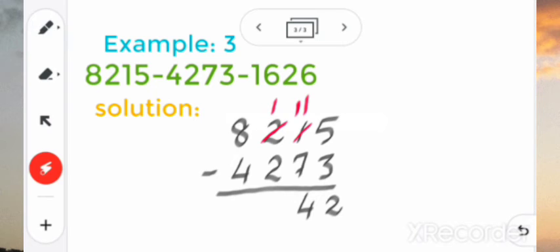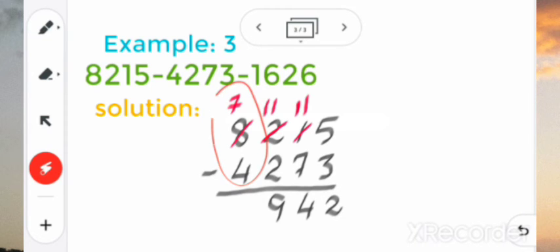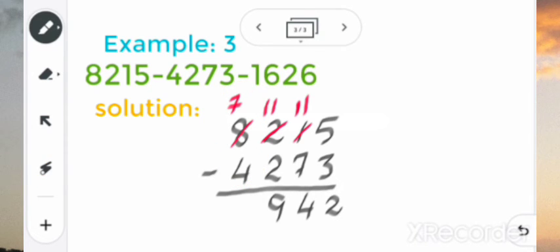And now again if you see here 1 and 2, 1 is small, 2 is big, you cannot minus, so you will borrow from this 8. From the 8 if you give 1, how many will remain? 7 will remain and that 1 will come here and this will be 11. So now 11 minus 2, how much is it? It will be 9. And we have here 7 and 4. 7 minus 4, it is 3.